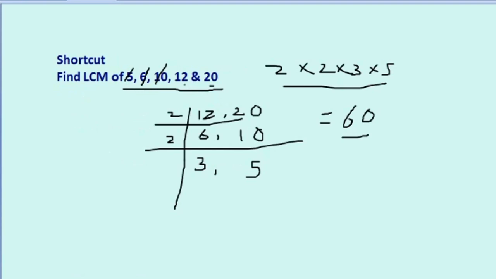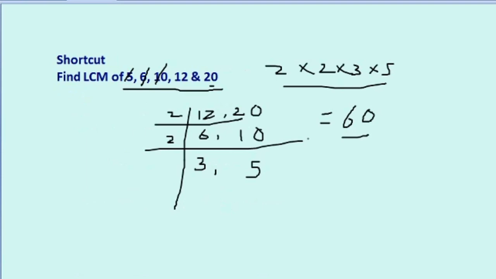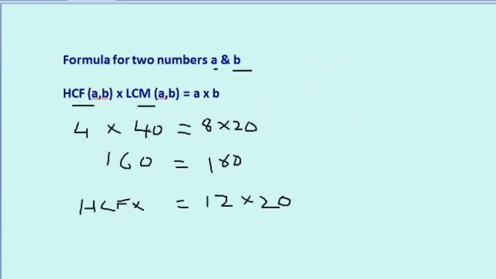Okay. See here also we can check. We are finding LCM of 12 and 20. Okay, we have to find the HCF also. Now we'll find HCF of 12 and 20 without factorization. Okay. Our numbers are A is 12 and B is 20. Okay. HCF into LCM was how much? LCM was 60. So I will write it here, 60. HCF into 60 will be equal to 12 into 20.